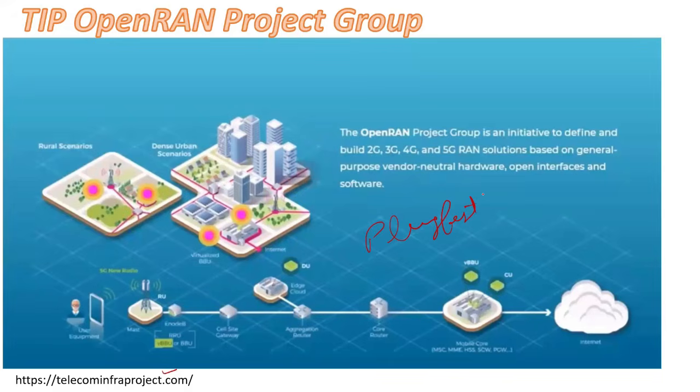We have DU and CU. So you bring your CU, you bring your DU, and then let's try to interconnect. Let's try to put it together. If they work, they will pass interoperability testing. So TIP is an initiative to define and build various solutions for 2G, 3G, 4G, 5G RAN, right? And it is based on general purpose vendor-neutral hardware, open interfaces, and software. So this is TIP, the Telecom Infra Project, right?